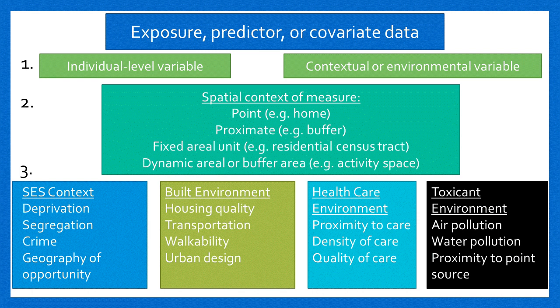And these kinds of predictor or covariate data could be used to capture a lot of kinds of phenomena or processes, like the socioeconomic context, or the built environment, like housing quality and walkability, or the healthcare environment, proximity to the care or the quality of care. And of course, the toxicant environment is another one that's often used, air pollution, water pollution, etc.